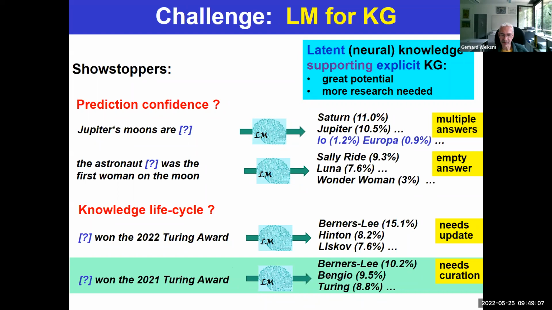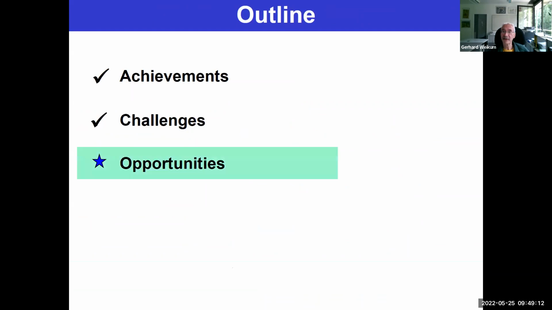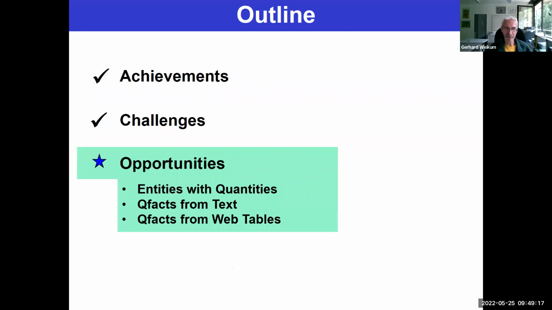Okay, so then let's move on to the last part, which is this theme of entities with quantities supporting knowledge workers, at least with building blocks for analytic tasks. We'll look at two cases: extracting what I call quantity facts from text and also extracting from web tables. This is where we have some ongoing research for a couple of years, so I mostly refer to our own research, but I will point out open issues. It's far from being solved completely.